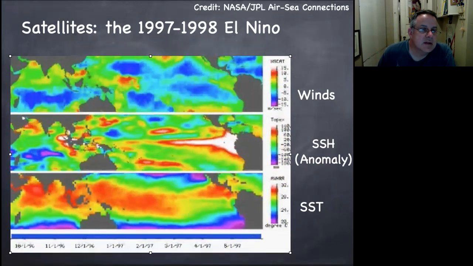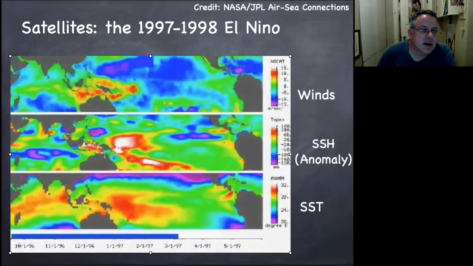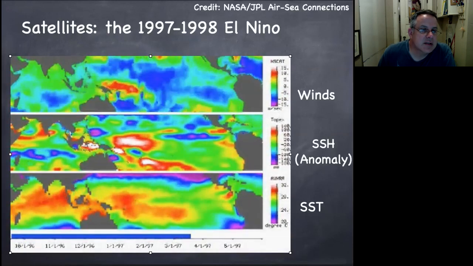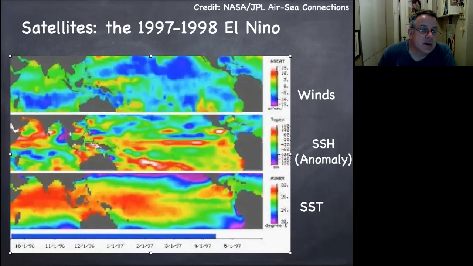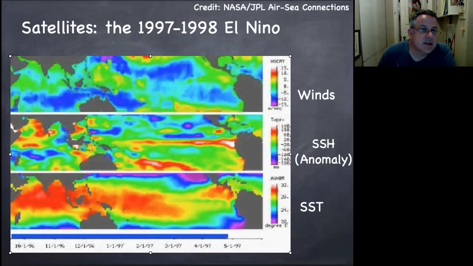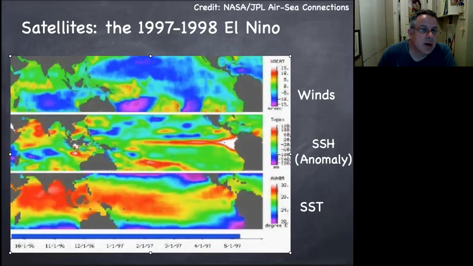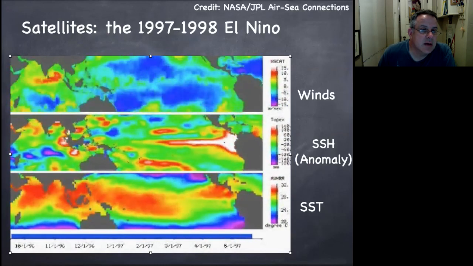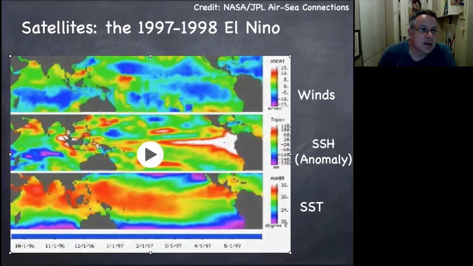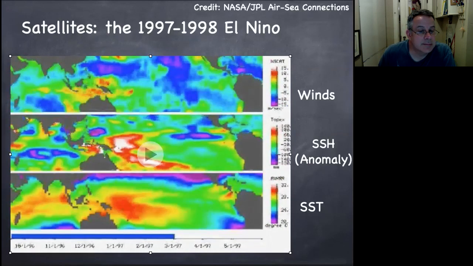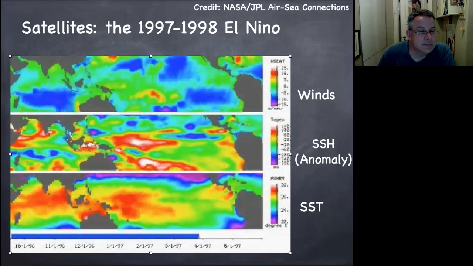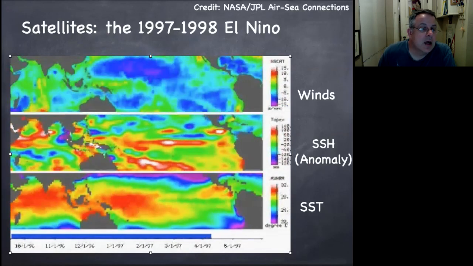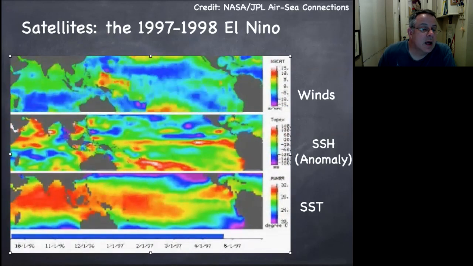The winds, if you can see them, are kind of doing all kinds of crazy things. But once the Kelvin wave gets set up and the sea surface temperature arrives, you can see that there's a kind of a low anomaly of winds right along the equator. So that's the 1997, 1998 El Nino being set up. Okay, cool.